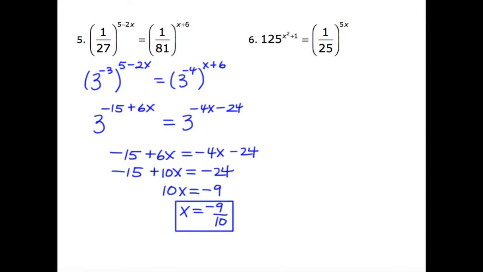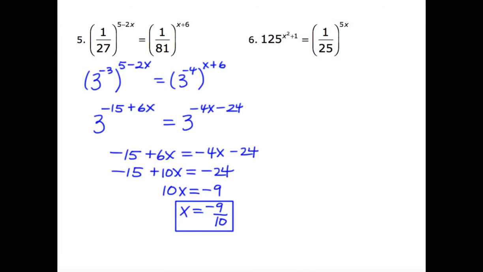In number 6, we're asked to solve 125 to the power of x squared plus 1 is equal to 1/25 to the power of 5x. Again, we don't have common bases, but we need to find the common base, and I think in this case it's going to be the number 5. If that's what you were thinking, then you're correct.